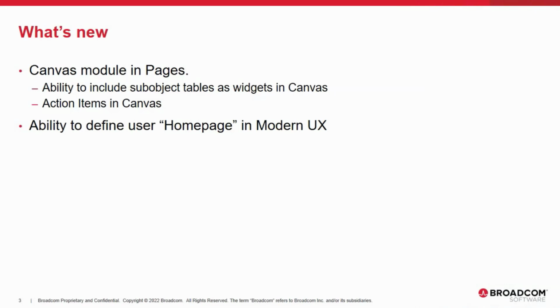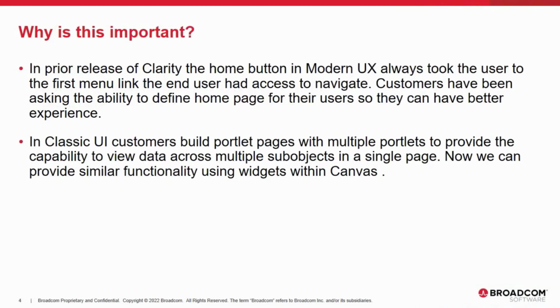We are also going to provide the ability to define the user homepage in Modern UX. The reason this is important is because in the prior release of Clarity, the home button in Modern UX always took the user to the first menu link that the user had access to. Our customers asked if that home button could be configured to take the user to a different landing place within the Clarity Modern UX, as well as, when the user logged in, to go to a specific page within the Modern UX. Now we will provide that capability starting 16.0.2.